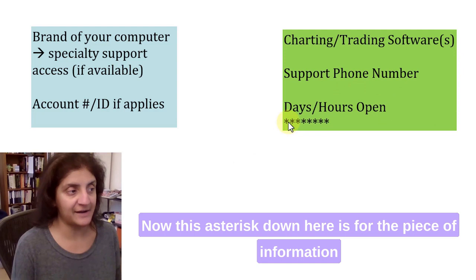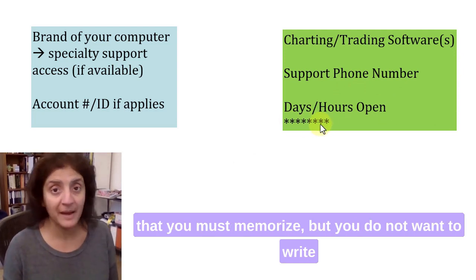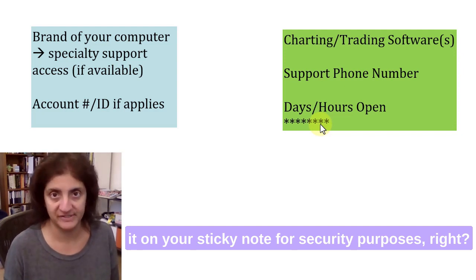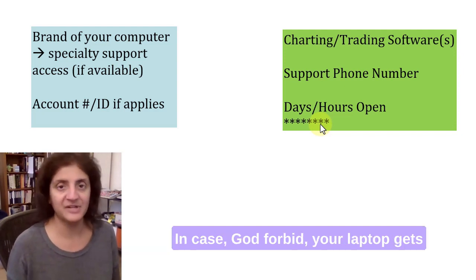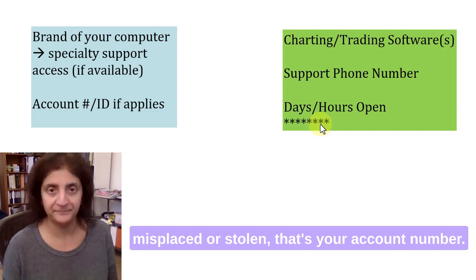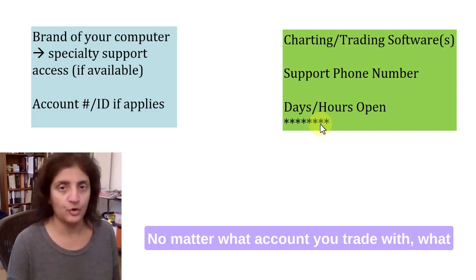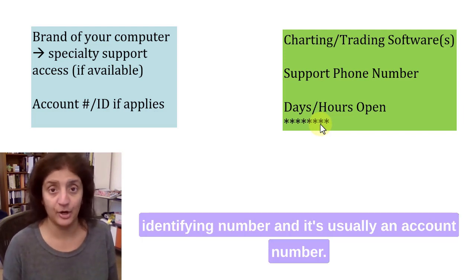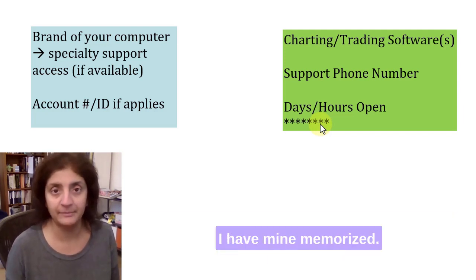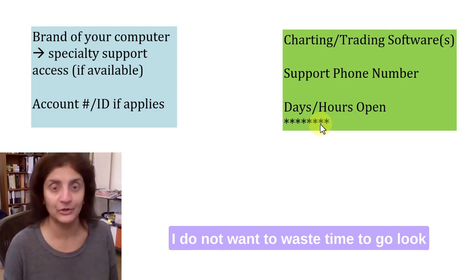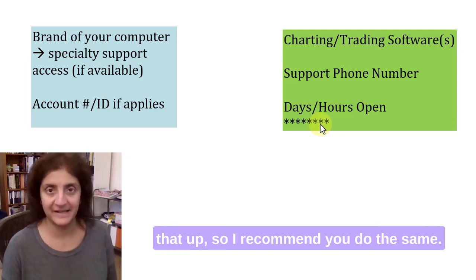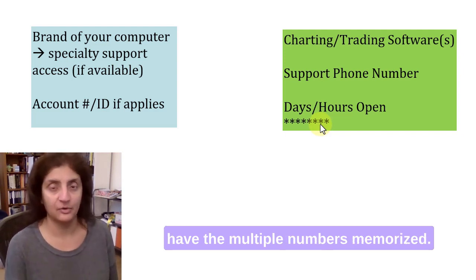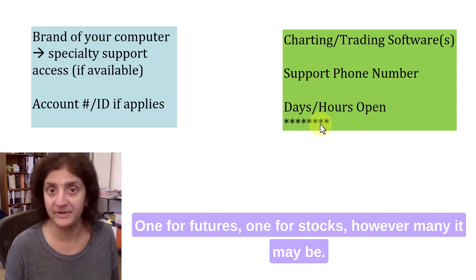Now, this asterisk down here is for the piece of information that you must memorize, but you do not want to write it on your sticky note for security purposes, right? In case, God forbid, your laptop gets misplaced or stolen. That's your account number. No matter what account you trade with, what brokerage, you're going to have some sort of identifying number, and it's usually an account number. I have mine memorized. I do not want to waste time to go look that up. So I recommend you do the same. If you're trading multiple accounts, then have the multiple numbers memorized. One for futures, one for stocks, however it may be.